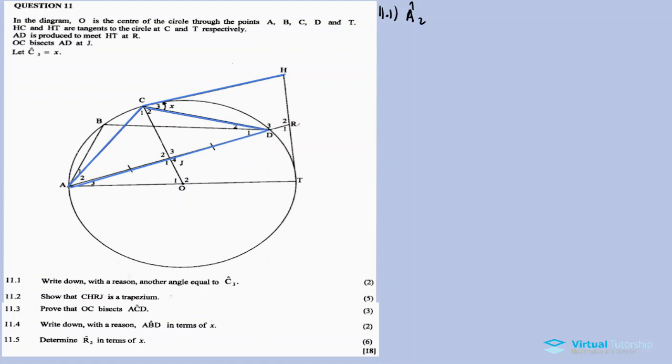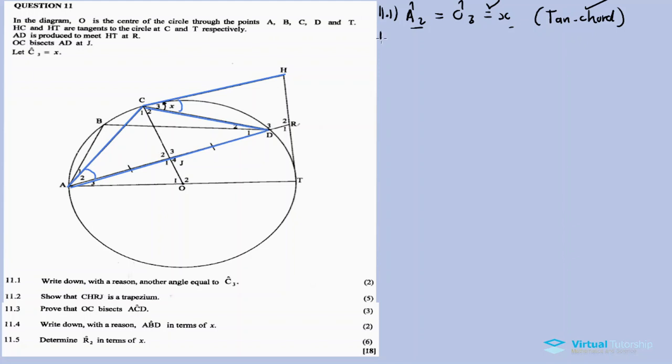So this angle A2 is equal to C3. These two angles are equal. So A2 equals angle C3, which are both equal to X. Always provide a reason: tan chord theorem, right? Tan chord theorem. So how many marks? 2 marks. It's 1 mark for showing that A2 equals X, and another mark for providing a reason as well.